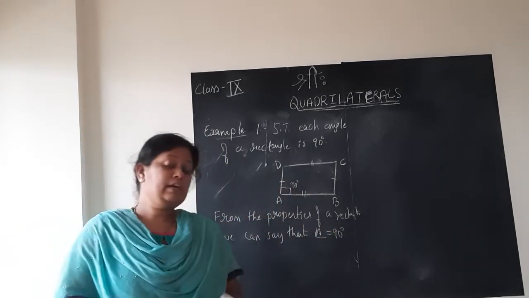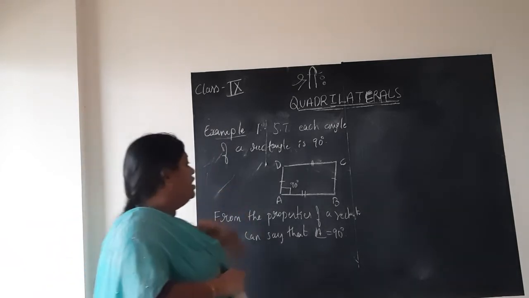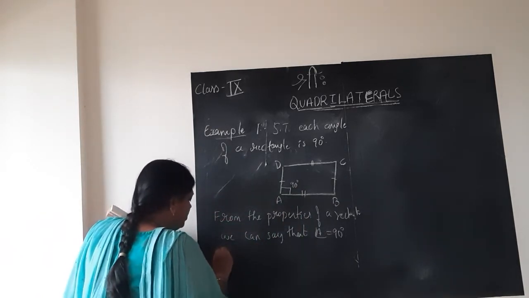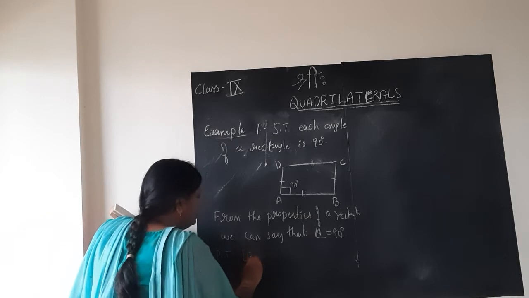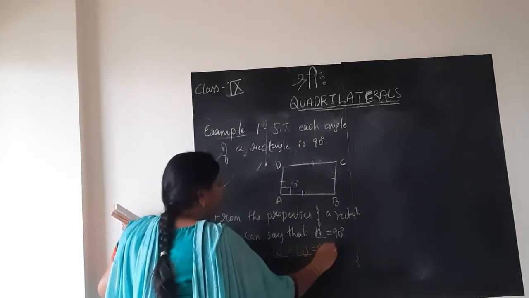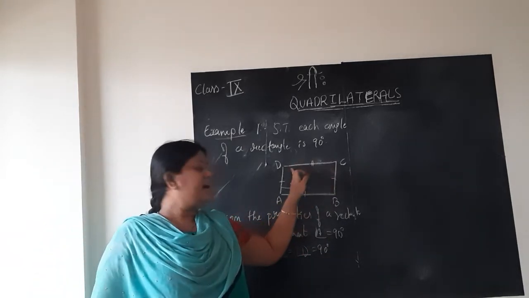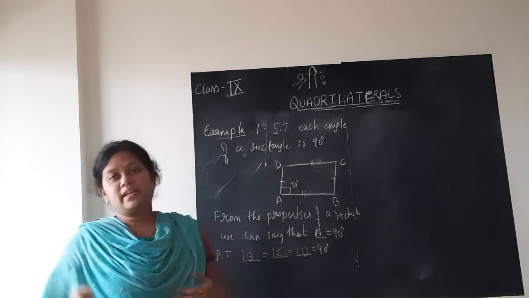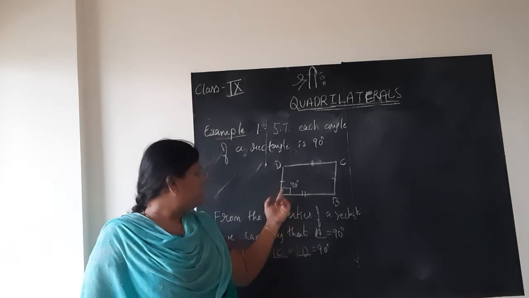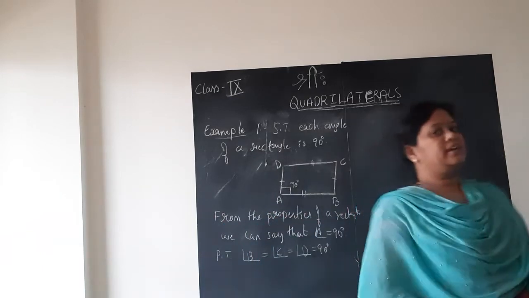But if we just say angle A is 90 degrees, that is not enough. What they are asking us to prove is that each angle is equal to 90 degrees. So we need to prove that angle B is equal to angle C is equal to angle D is equal to 90 degrees. Means angle B, angle C, angle D, all the angles are equal to 90 degrees. We need to prove this, children. For that, we have considered angle A to be equal to 90 degrees, based on the property of the rectangle.